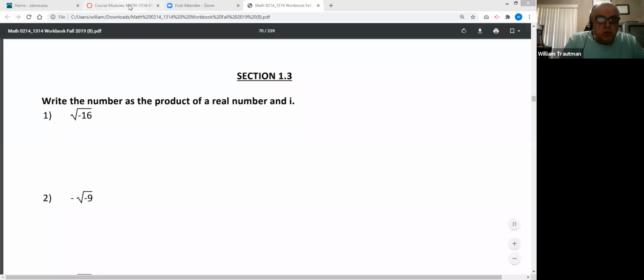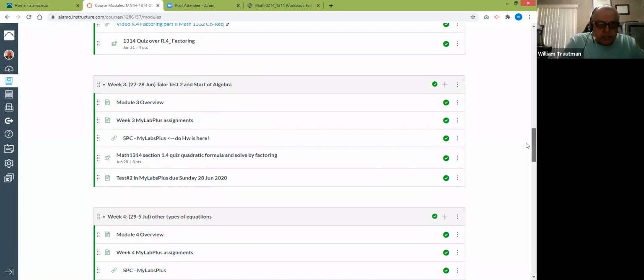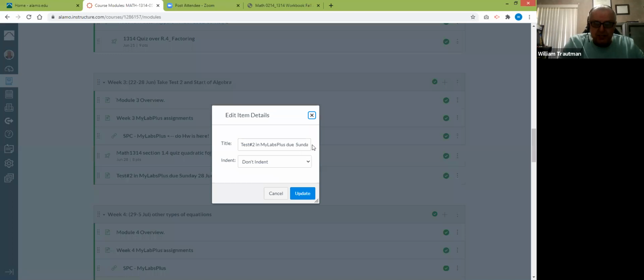Let's go back to the module. Week 3, if you look, there's our test, and it is due Sunday. So the test is in the homework section. This is the last Co-Req test. It's in the homework section. The password is going to be test 2. If it's not that already, I'm going to make it test 2. So I'm putting the password here. Let's see how many people email me and ask me what's the password.